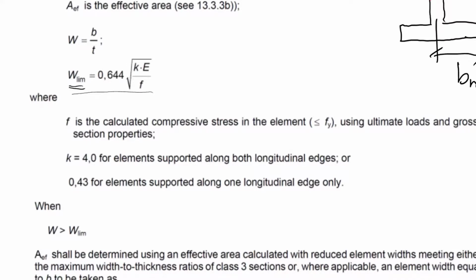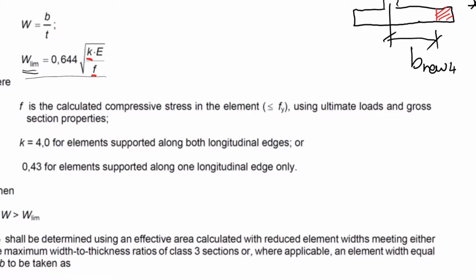We earlier were checking b over t is less than some value, 10.2 or whatever it was, that you would find by using your yield strength. We're finding a new value here. That's what this limit is. We're just finding an updated limit on the section, and this is a property of how it's supported, the stress in the section, Young's modulus. So it's very much a buckling problem. So firstly, K equals 4 for elements supported along both longitudinal edges, or 0.43.